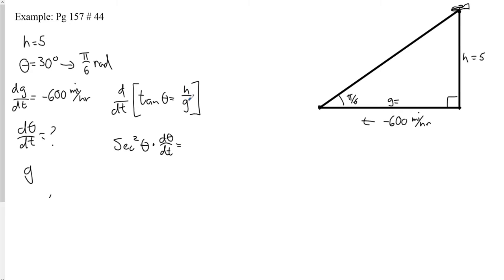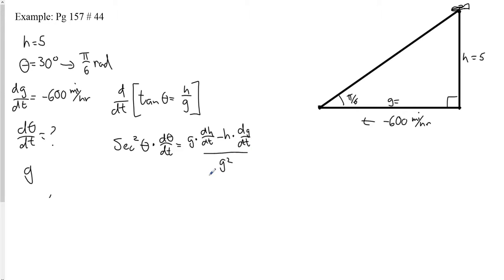Now, unfortunately, on this side I have to do a quotient rule. So we have to remember ho d high minus high d ho all over ho ho. So ho d high, g times dh over dt, minus high h times d ho, which would be dg over dt, all over ho ho, which is g squared.